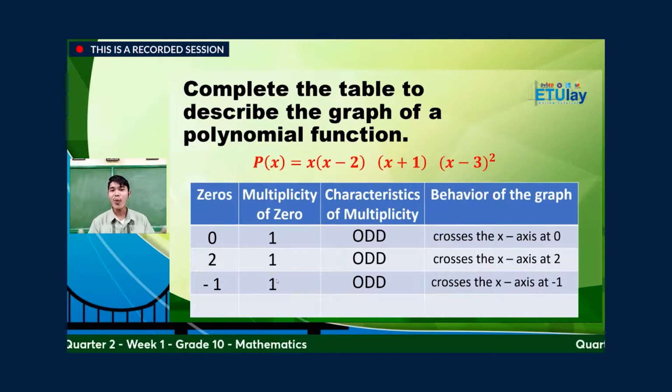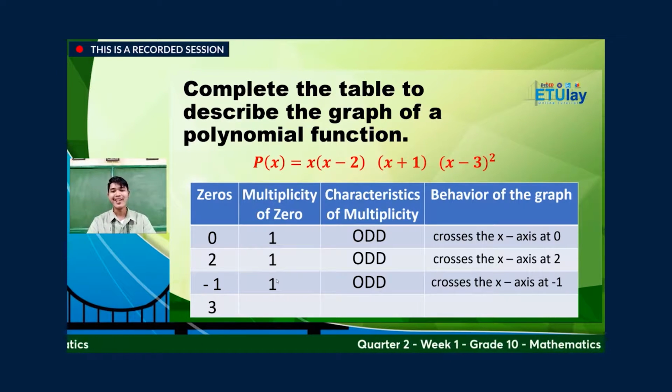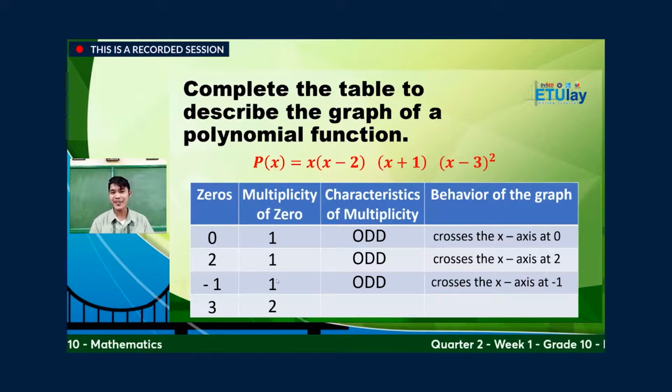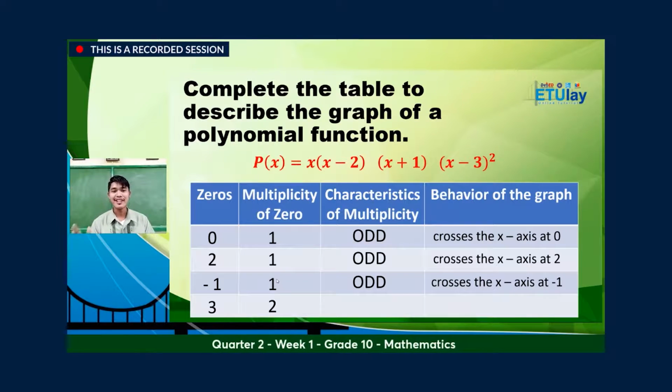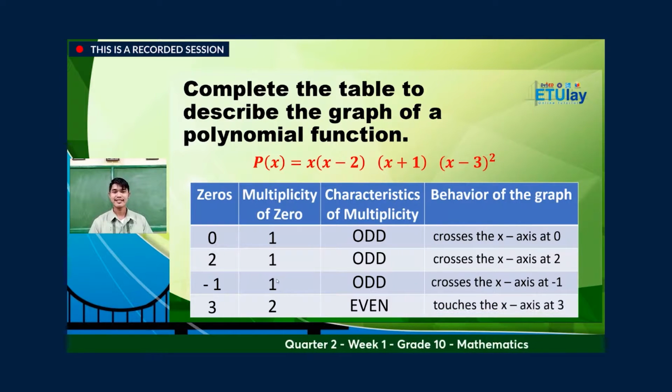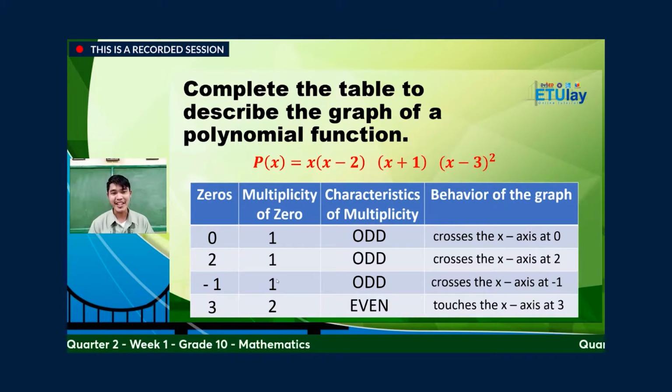And now, what is the last 0? Okay, correct. It's a 3. And what is its multiplicity? The answer is 2. Mukhang makaka-perfect kayo, mathletes, ha? And now, what is its characteristics? 2 is correct. It's even. And now, the behavior of the graph is okay, very good. It touches the x-axis at 3.